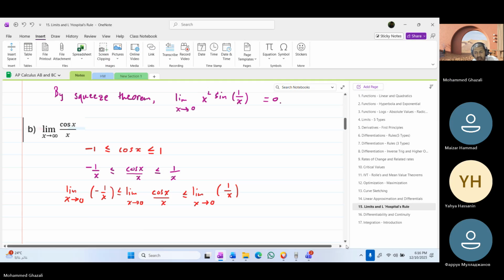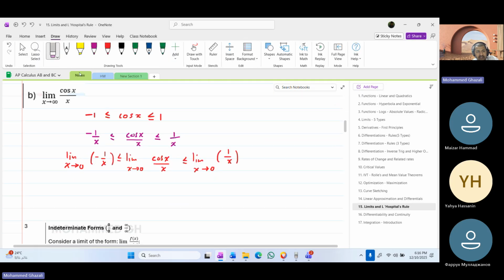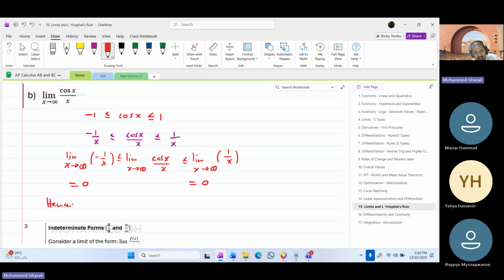All right. Now we're going to take the limit. Obviously when we substitute, sorry, it wasn't 0, it was infinity. Limit as x approaches infinity. Now look at this, -1 over infinity, that is 0, and 1 over infinity, that's also 0. So you just write, hence by the squeeze theorem, the limit as x approaches infinity of cos x over x is equal to 0.